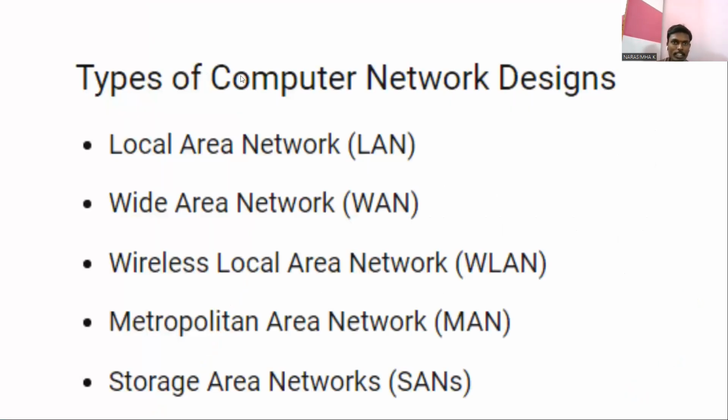Some types of computer network designs are local area network, in shortcut abbreviated as LAN, wide area network WAN, wireless local area network WLAN, and metropolitan area network MAN, and storage area networks, which are SANs. So there is some slight difference in computer network design. For example, the Wi-Fi system which we are using in the home, or the router system, needs to be maintained for a specific range and a specific speed.